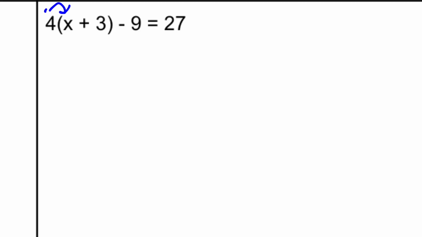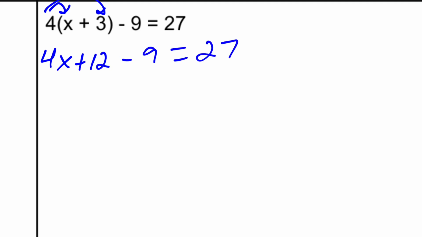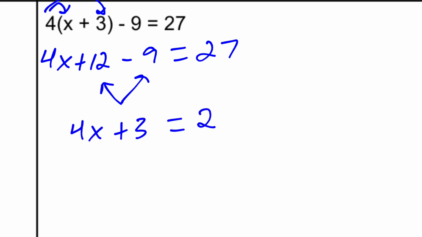Here's one where we have to distribute first and combine some like terms. 4x plus 12 minus 9 is equal to 27. 12 minus 9 can be combined. They're both numbers and they're on the same side of the equal sign. So this gives us 4x plus 3 is equal to 27.